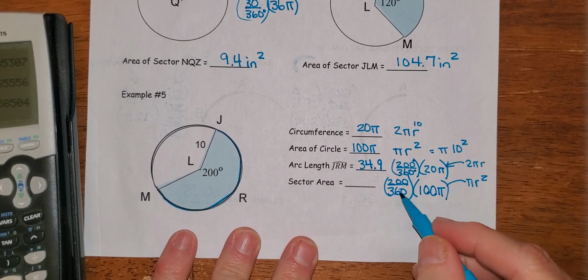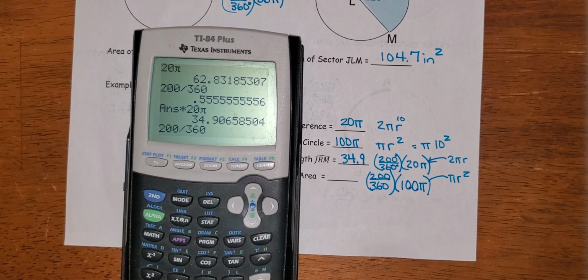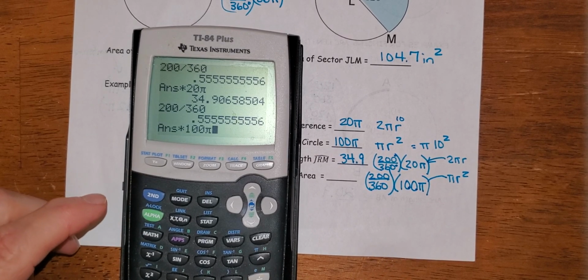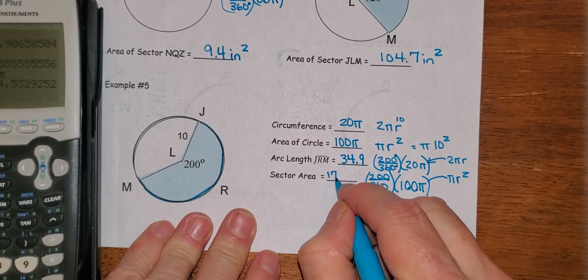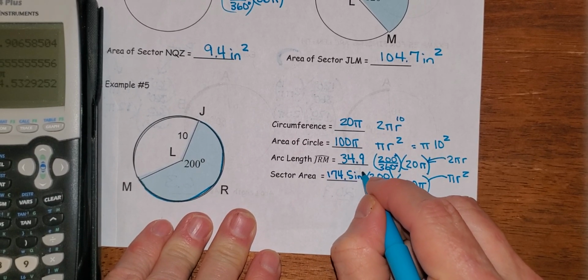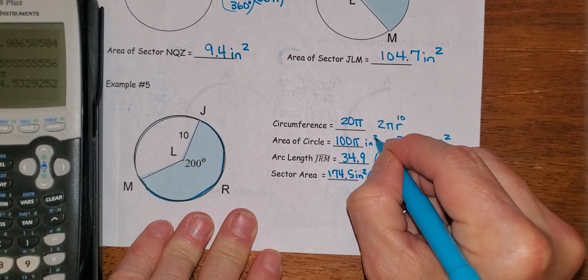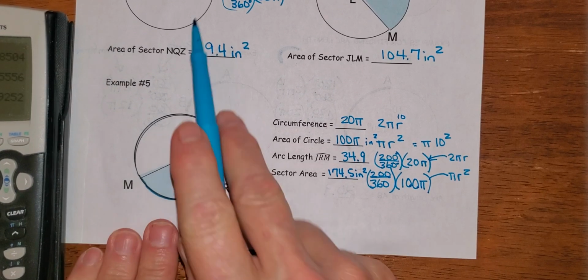Anyway, so 200 divided by 360, hit enter, times 100 pi, and I get 174.5. Okay, and if it was inches, we would say squared. Like up here, we would say inches squared for that one. Anyway, but that's it. You know, it's not hard.